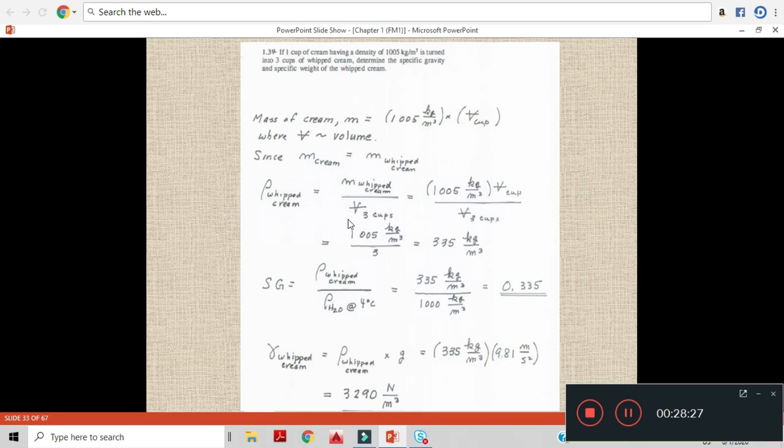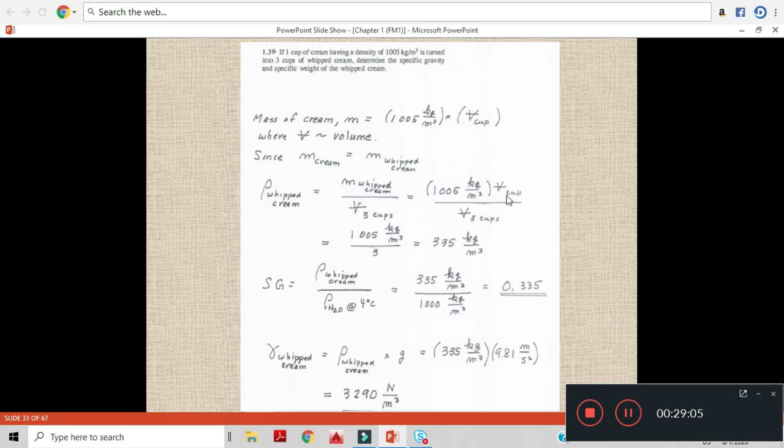So the density of whipped cream is equal to the mass of the whipped cream. How is it going to be? 1500 kilogram per meter cube into V cup. It is mentioned here, and the volume of whipped cream. Okay, so it's fine.